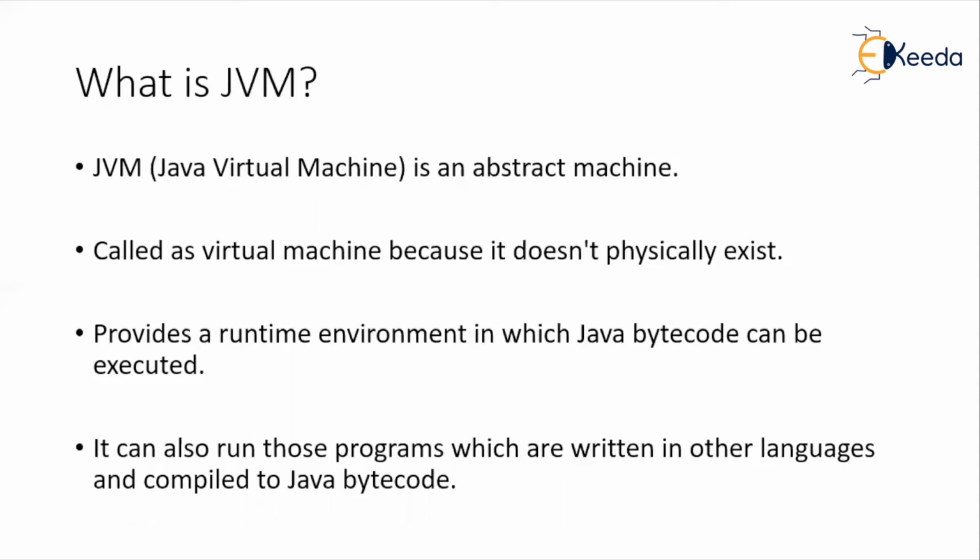In addition to this, JVM can also run programs which are written in other languages and compiled to Java bytecode. What this means is that Java allows us to add some native code in our Java application. Native code is code which is written in some other language and embedded into a Java application. So to execute such applications, JVM helps in the execution of that application.